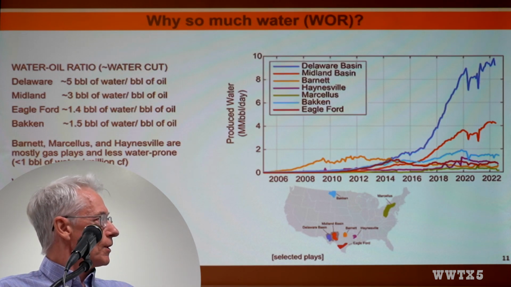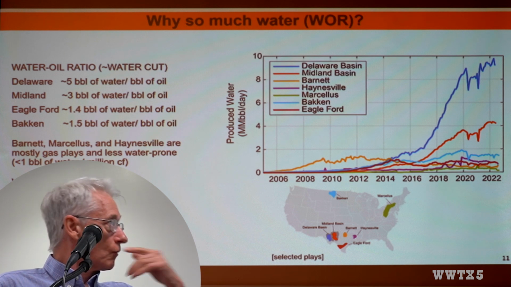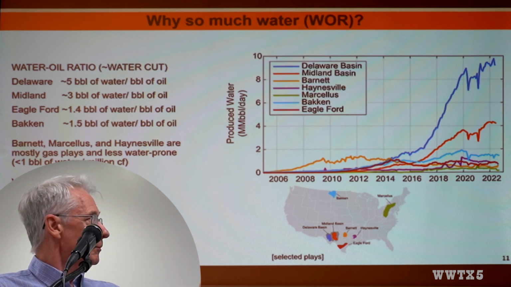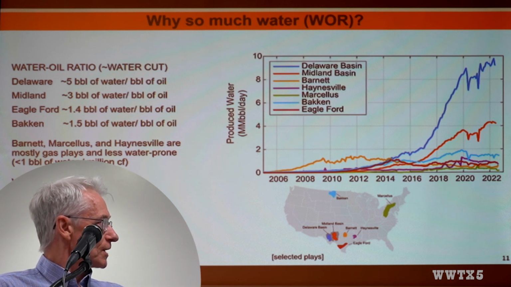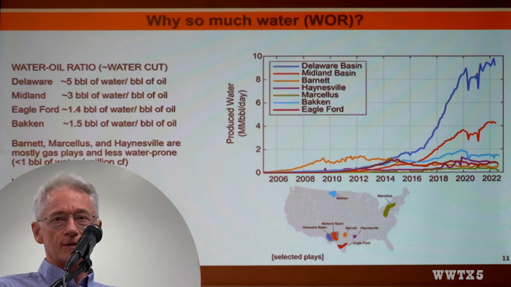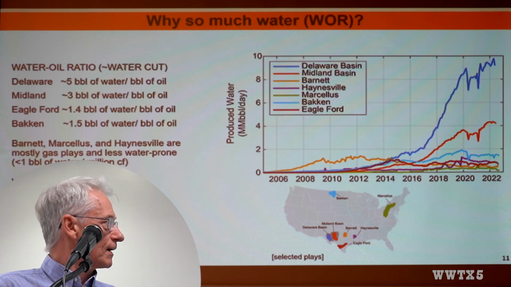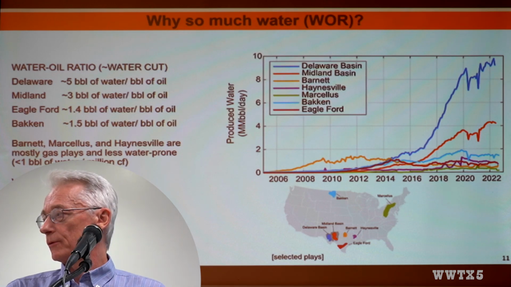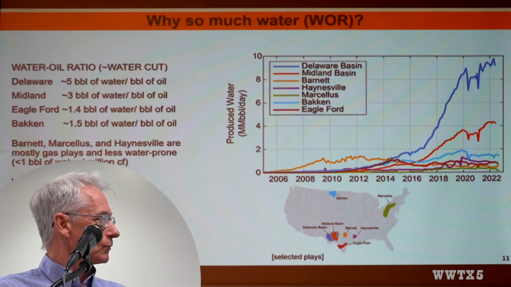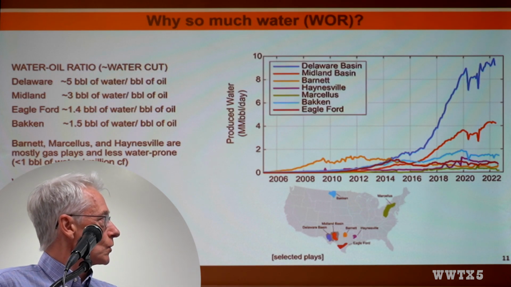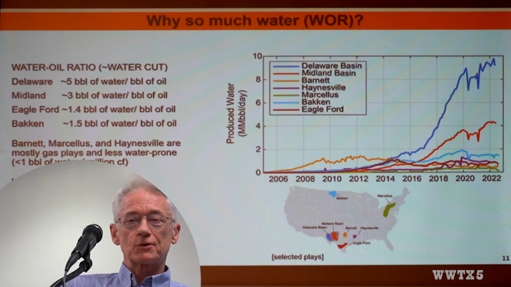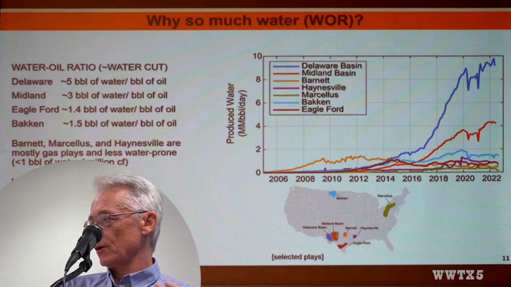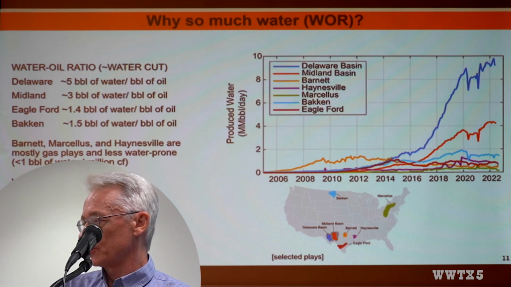So, Delaware is 5 barrels of water per barrel of oil, Midland 3, Eagle Ford in South Texas is 1.4, the Bakken in Dakota is 1.5, and the other shale plays are mostly gas plays, so they produce almost no water. You don't even need to worry about the water being produced by them. So the Delaware Basin in particular is truly an outlier in the world of oil production.